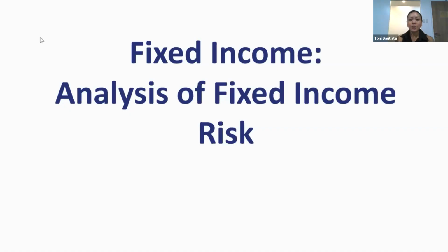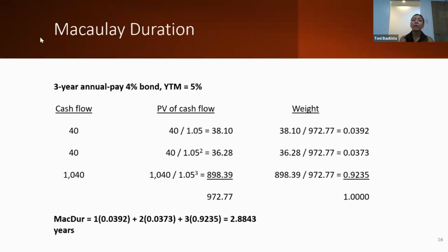Okay, so in the next few slides, what I have here is really what we normally use as analysis of fixed income risk. And what we would normally use as an indicator of fixed income risk is what you call the duration measure. Now there are two types of duration, actually three. You have the Macaulay duration, you have the modified duration, and you have the approximate effective duration.